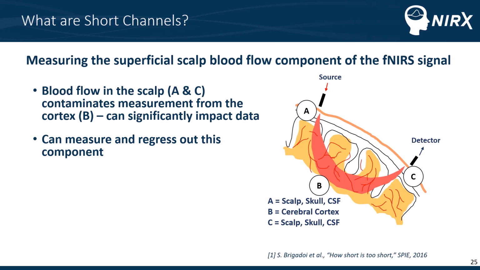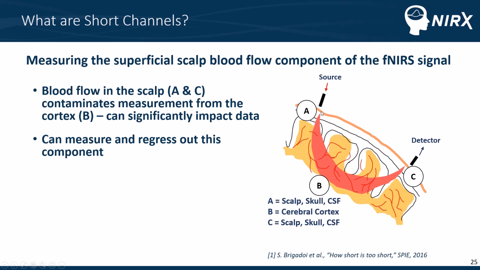What are they? Well, they're used to measure the superficial scalp blood flow component in the fNIRS signal. Well, why do we care about that? Here we've got our photon banana projected onto the cortex, and we've got 3 points denoted. We've got A, B, and C. So what we're interested in probing is this B point. This is the cortical tissue.